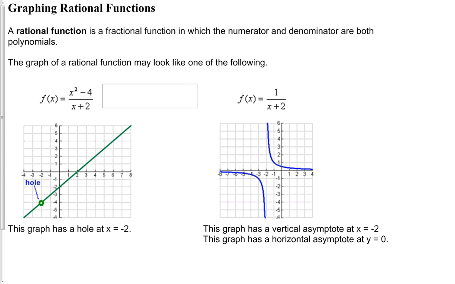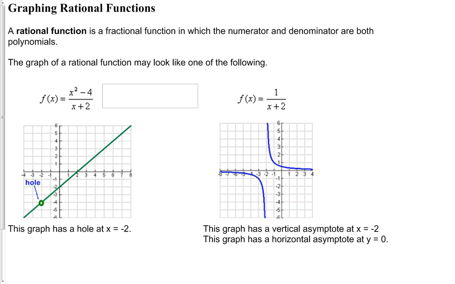In this video, we're going to graph rational functions. Recall that a rational function is a fractional function in which both the numerator and denominator are polynomials. So here's a couple examples of what a rational function might look like when we graph it.